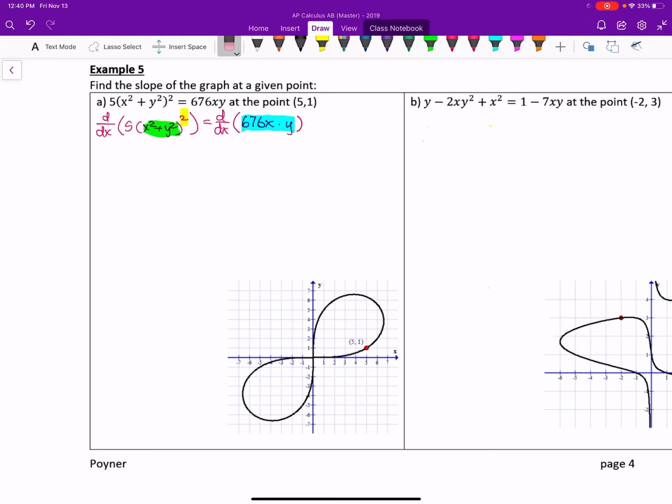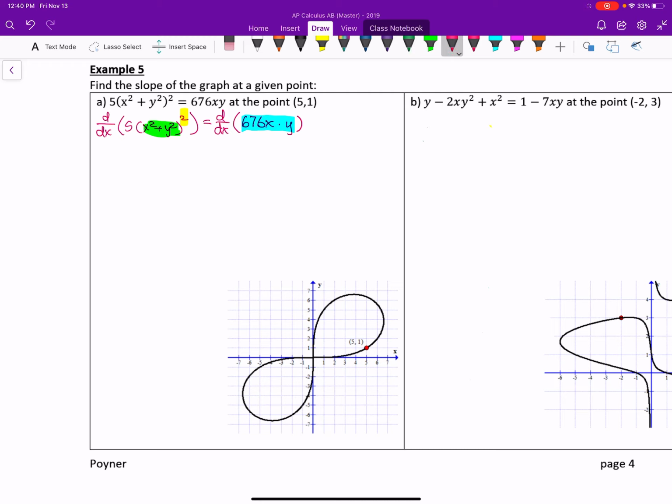Example 5, you're asked to find the slope of the graph at a given point. So for us to do this, we need to take the derivative with respect to x on both sides. I notice on the left-hand side, we're going to use the chain rule, where the square is the outer function and x squared plus y squared is the inner function. And on the right-hand side, I need to use the product rule.